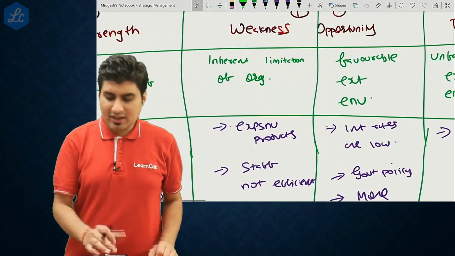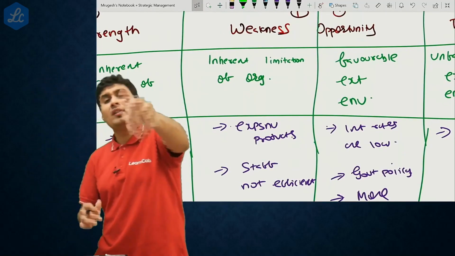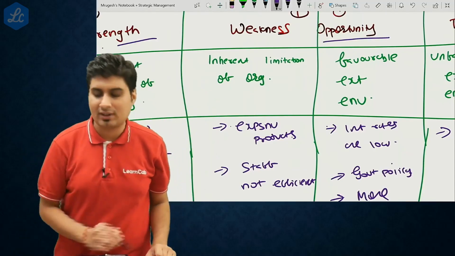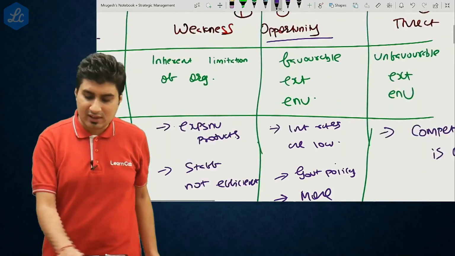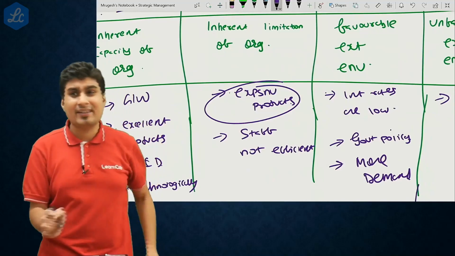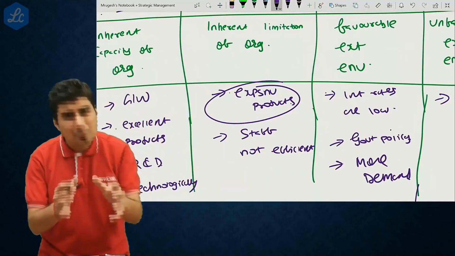Now what can I do? Demand is more and I have excellent goodwill. I should be champion in that sector. I make use of the opportunity by using strength, and reduce the threat by reducing weakness. Competition is more. Expensive products are there. Try to reduce the price of the product. I hope you are getting it.